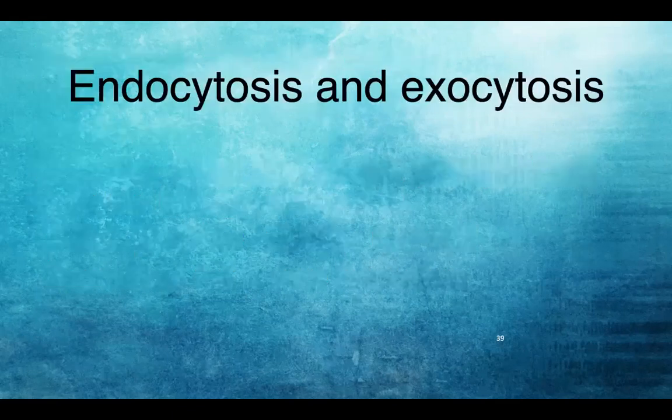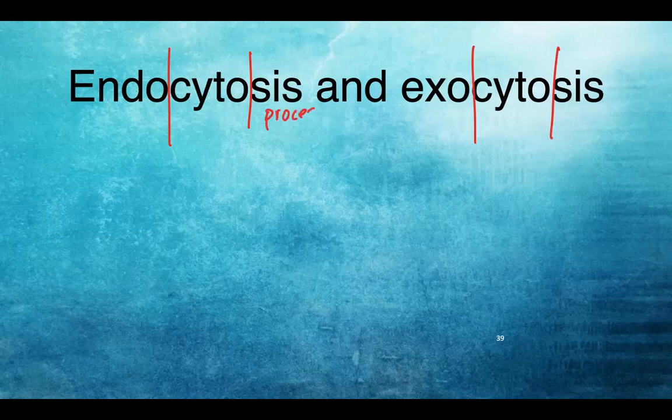All right, and for the last two, endocytosis and exocytosis. Again, they sound like super scary words, but you just break it down. Endocytosis, exocytosis: cyto, cell; endo, inside; exo, outside. So endocytosis is some kind of process involving the cell and bringing things inside. And then exocytosis is a cell process that exports things outside.